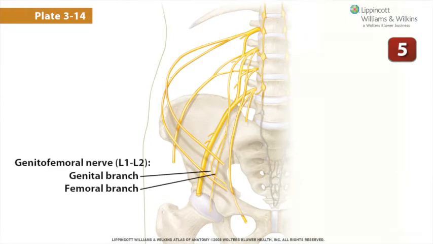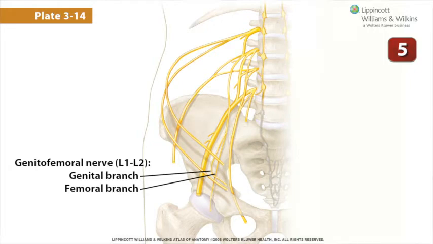The genitofemoral nerve receives contributions from the ventral rami of L1 and L2. It usually pierces the anterior surface of the psoas major and splits into a genital branch medially and a femoral branch laterally. The genital branch passes through the deep inguinal ring to enter the inguinal canal, where it accompanies the spermatic cord in the male and provides motor innervation to the cremaster muscle and cutaneous innervation to part of the scrotum.